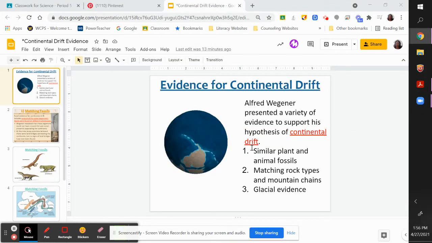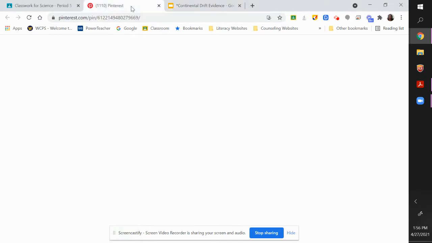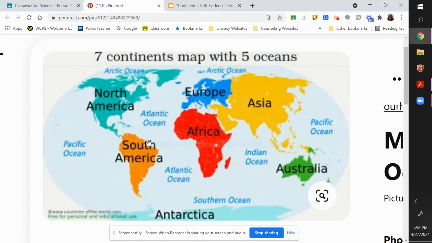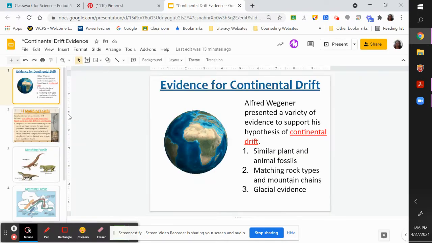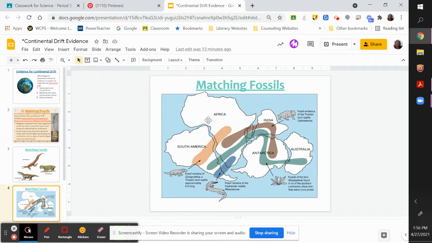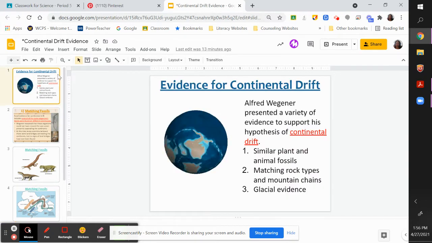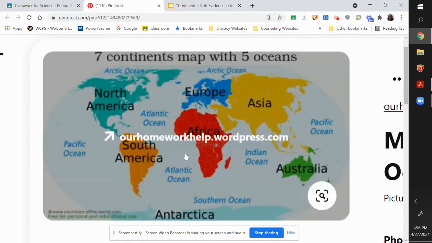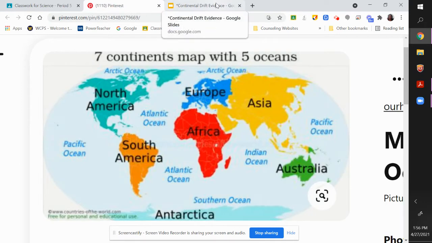So we discussed Alfred Wegener's theory of continental drift, right? That's the theory that he believes the continents have drifted apart over the years. That they were once all together in this giant landmass, like we see on this screen here. And eventually they drifted apart into what we now know as our world map.